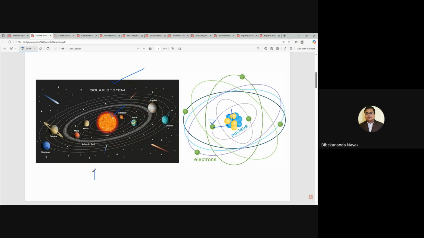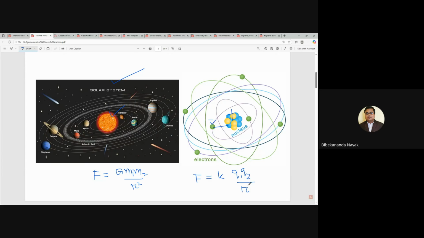Here, for gravitational force, F is equal to G M1 M2 by r squared. Then for electrostatic, what is the force magnitude? 1 by 4 pi epsilon naught, Q1 Q2 by r squared. That's K Q1 Q2 by r squared.